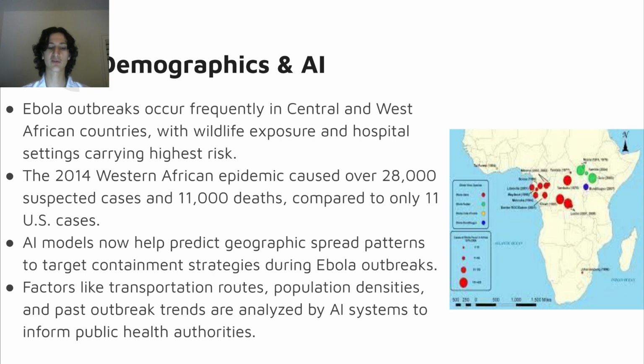The 2014 to 2016 Western Africa epidemic caused over 28,000 suspected cases and 11,000 deaths in Africa, compared to only 11 US Ebola patients. And lastly, recent artificial intelligence models help predict the spread of Ebola virus disease based on patterns of transportation routes, populations, and past trends to inform containment strategies.